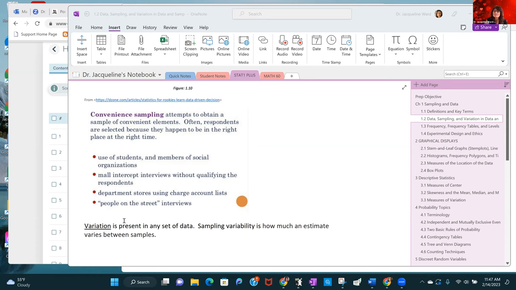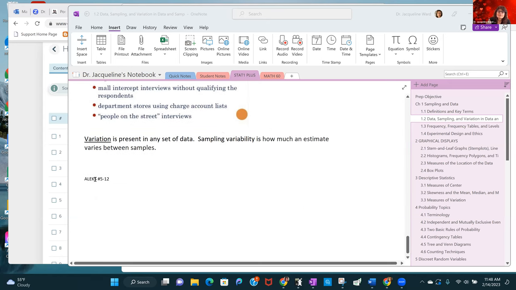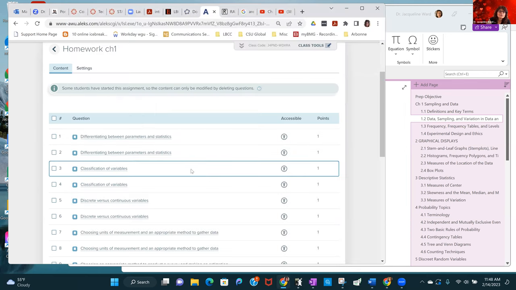Okay, and then variation is something that's present in any set of data. It talks about how the data varies. And sampling variability is how much an estimate varies between samples. Like we saw in our class this morning, the average number of hours of sleep we're getting is something like 6.5 hours, I think it was. But if we sampled another math class, it might be 7 hours or it might be 5.8 hours. There's going to be some variability. Okay, so let's continue on here with our homework, 5 through 12.